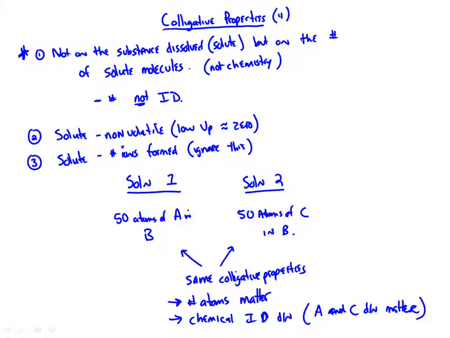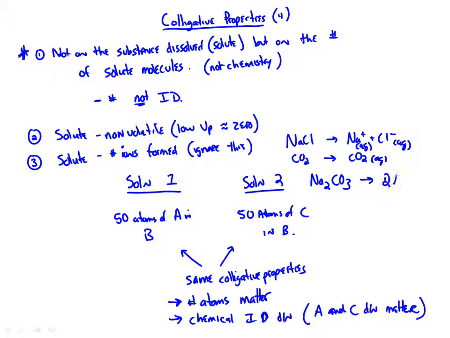I'm sorry, it says for 3 it's the solute, the number of ions formed. Meaning, for instance, if sodium chloride dissolves, it forms Na plus and Cl minus, right? But if, for instance, CO2 dissolves in water, it just forms CO2 aqueous, meaning that the number of ions formed technically matters. Or if I have, for instance, Na2CO3, then that breaks apart into 2 Na plus ions plus 1 CO3 2-minus ion, but I don't care about the number of ions in solution. We're just going to keep it simple and talk about the number of atoms.